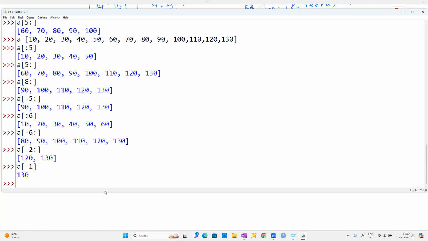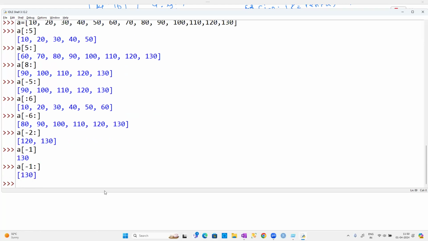If we say -1 colon, see the difference, guys. a of -1 is indexing, and only 1 element is coming. But what is a of -1 colon? It is slicing. Colon means slicing, guys. Then we are getting a list again. The output is again coming as a list, guys. That is one thing we have to find.